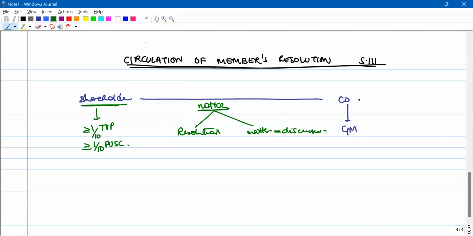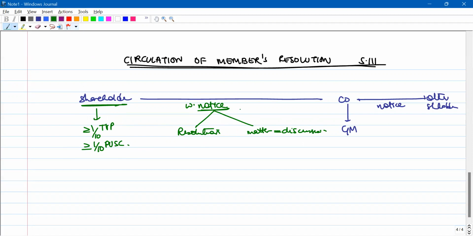And why is this concept called circulation? Because now the company will send a copy of that notice to all the other shareholders of the company. I'll repeat again, this group of shareholders who are holding 1/10 of the voting power, or at least 1/10 of the paid up share capital in the company, they want to take initiative, they want to discuss a certain matter in the company's meeting, or they want to pass a certain resolution in the company's shareholder meeting, and they will give a written notice to the company, and the company will then circulate the notice to the other shareholders.